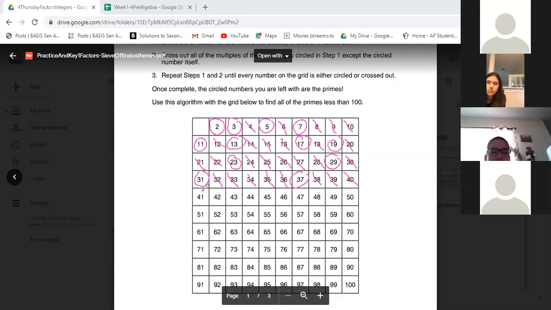Circle 41. Cross out 42. Circle 43. Cross out 44. Cross out 45. Cross out 46. Circle 47. Cross out 48. Cross out 49. And cross out 50. All right, Tajesh, can you do the next row?